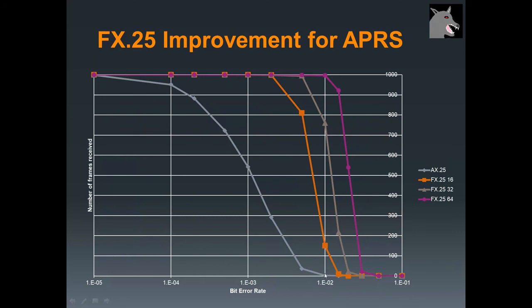And when there's an error rate of about 1 out of 100, it's completely useless. But with the FX25, it just keeps on going, no errors at all. I mean, after the regular AX25 is completely useless.